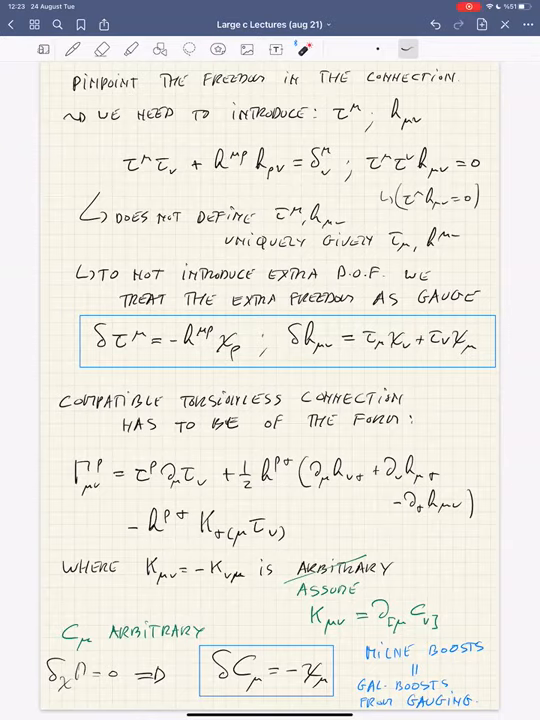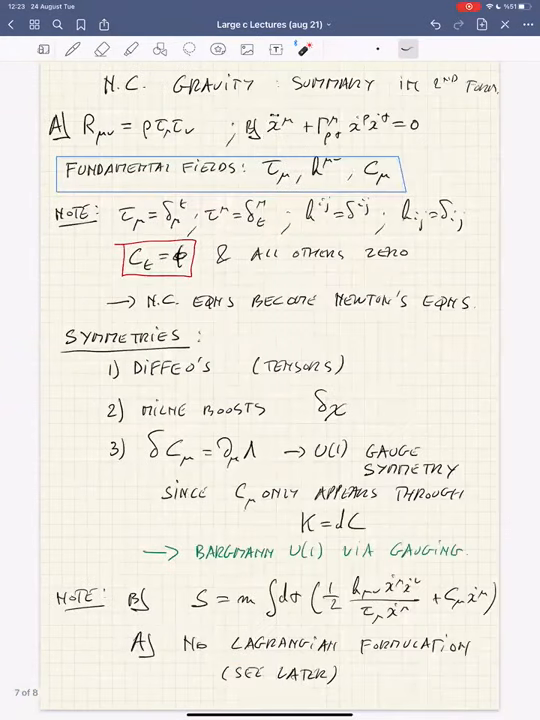So I'll just take this as part of my definition of Newton-Cartan gravity. Okay. But yeah, that's something we can discuss.